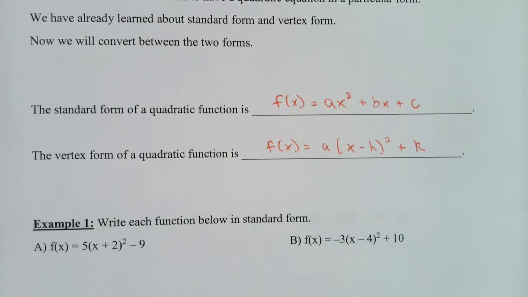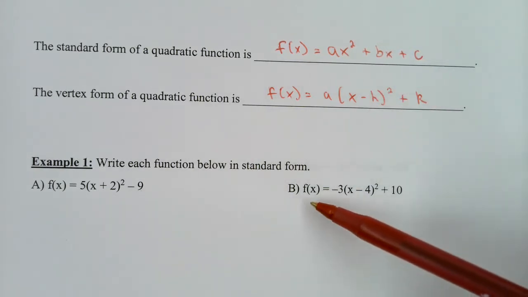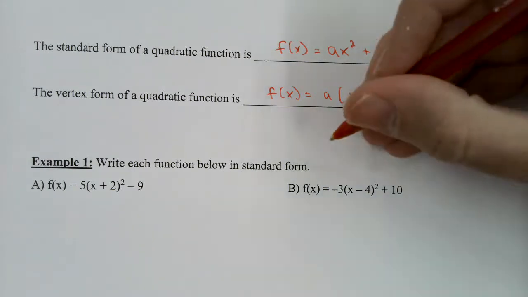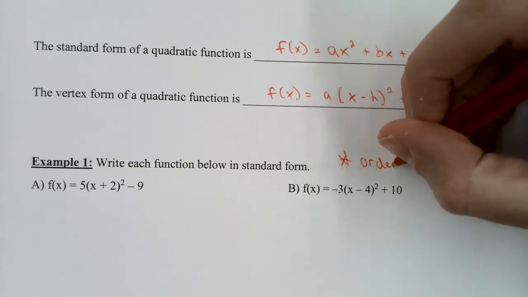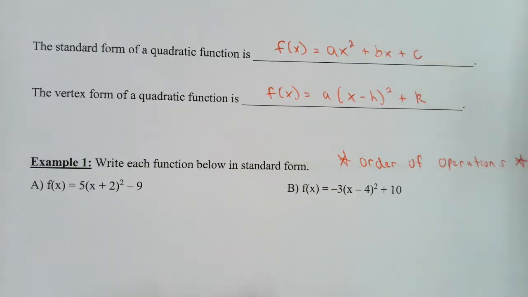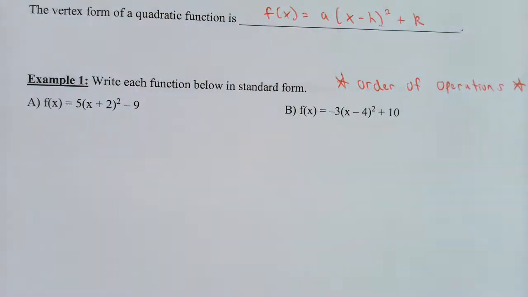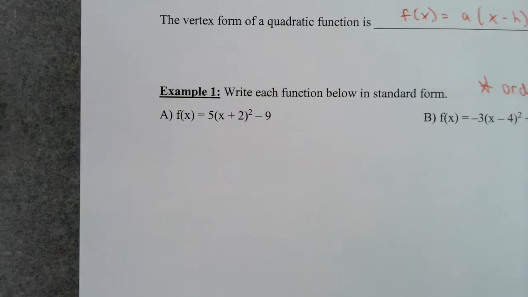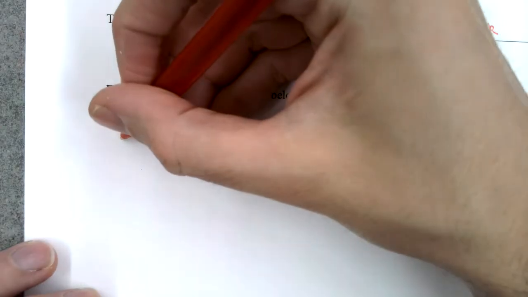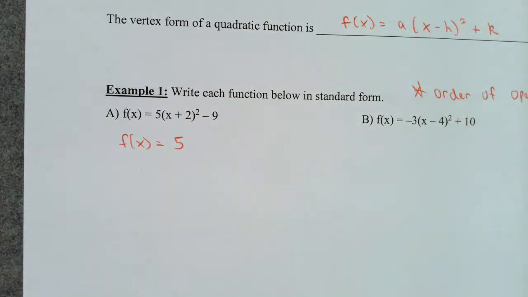So, example 1 wants you to take each function, which are both in vertex form, and write them in standard form. Now, to write them in standard form, we're going to do the order of operations. So, first things first, for example 1a. First, I'm going to take care of the x plus 2 squared in parentheses. So we have f of x equals 5 times x plus 2 times x plus 2.